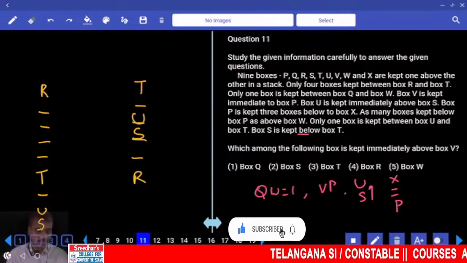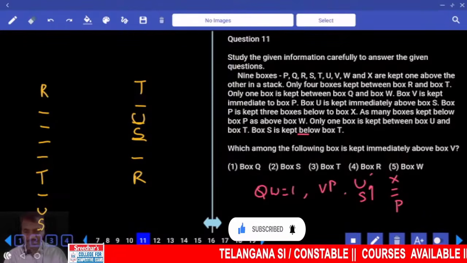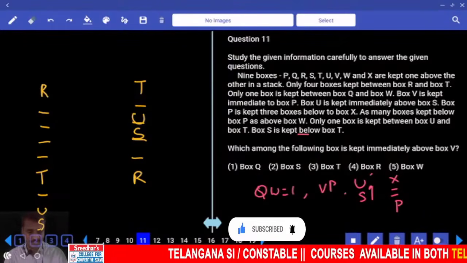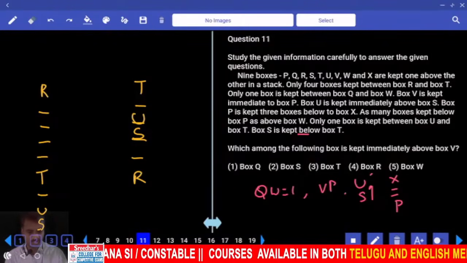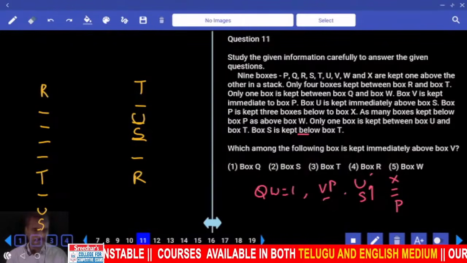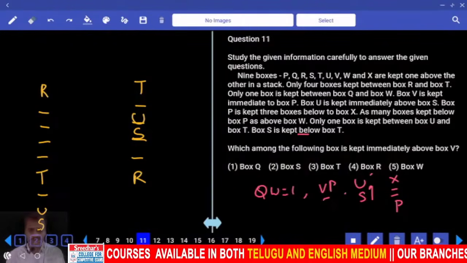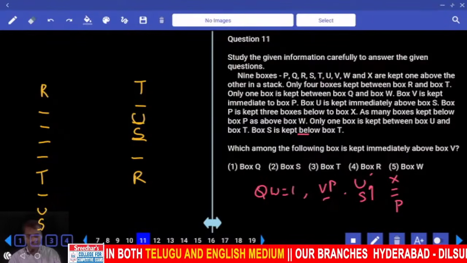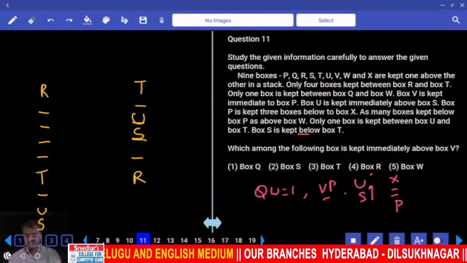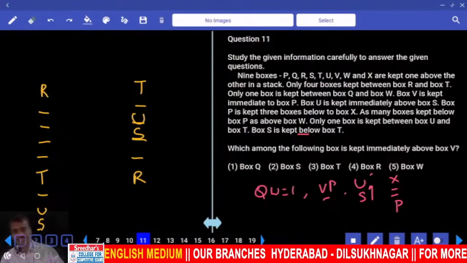Then next one, U and S, then X and P and Q and W. Now here in this case, Q and W, V and P. V and P are adjacent to each other. Now next, what is the other information? Q and W, V and P, X and P. Now we need to start with this X and P.